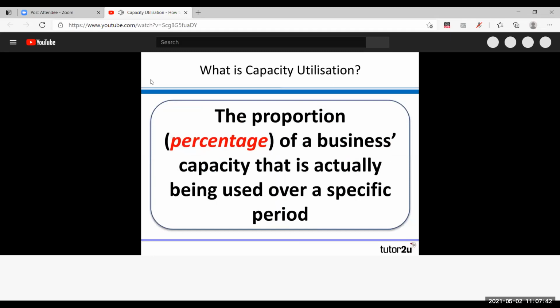Capacity utilization is a percentage. So it's a percentage calculation, and what it does is compare the actual output that is produced or used with the potential. So for capacity utilization, you clearly need to know both the actual output but also the capacity, the potential output.